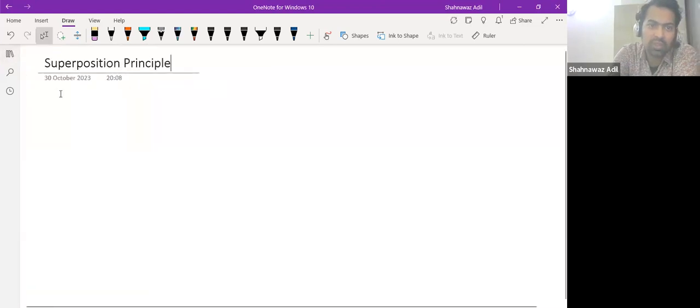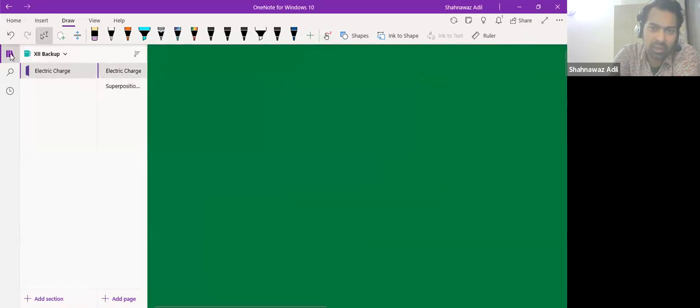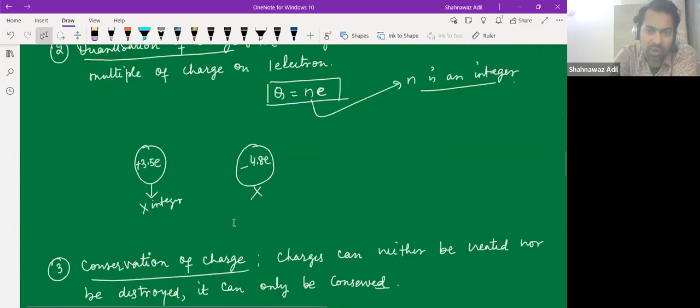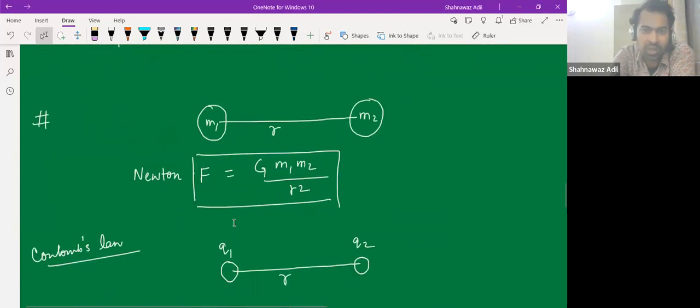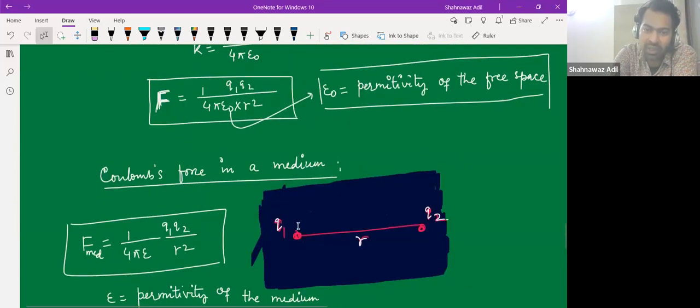So what is the superposition principle? Yes, hello, Amir, assalamu alaikum. Good, good. So you joined at the right time. We are just starting. Walaikum salam, sir. So we have just completed Coulomb's law in the medium and Coulomb's law in the air. Now, in this topic we calculated the force on one charge due to another charge.